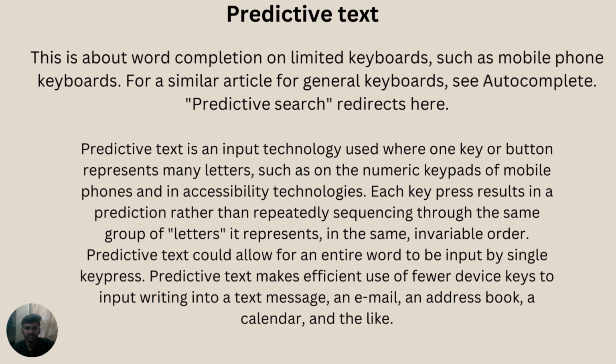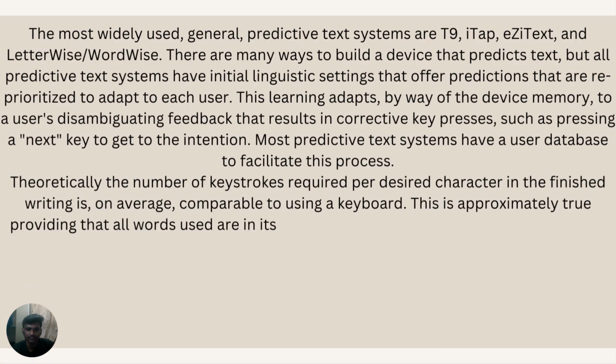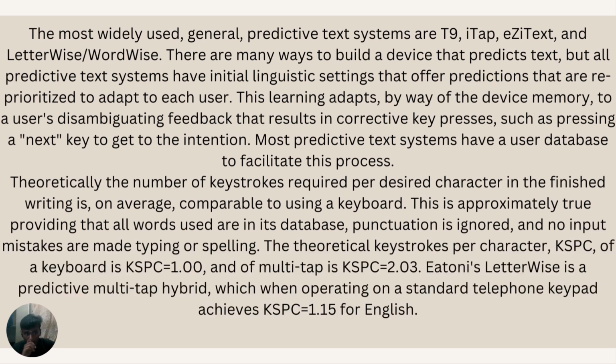Predictive text makes efficient use of fewer device keys to input writing into text messages, email, address book, calendar and the like. The most widely used general predictive text systems are T9, iTAP, eZiText, and letter-based or word-based systems. There are many ways to build a device that predicts text, but all predictive text systems have initial linguistic settings that offer predictions that are pre-prioritized to adapt to each user.